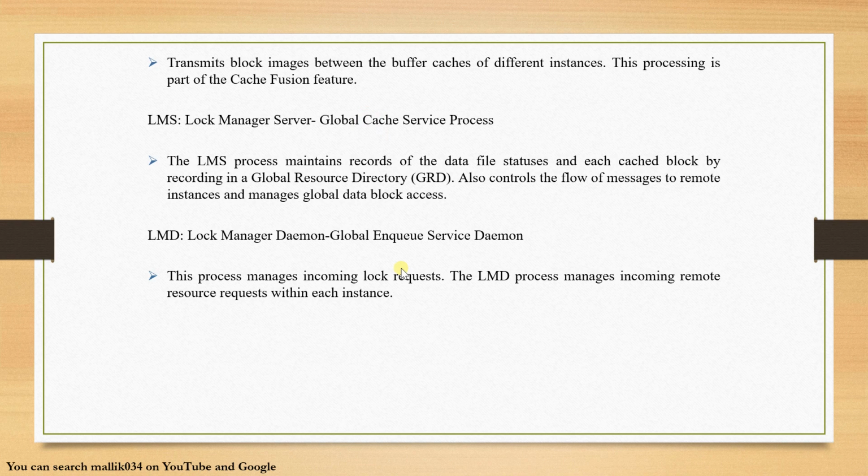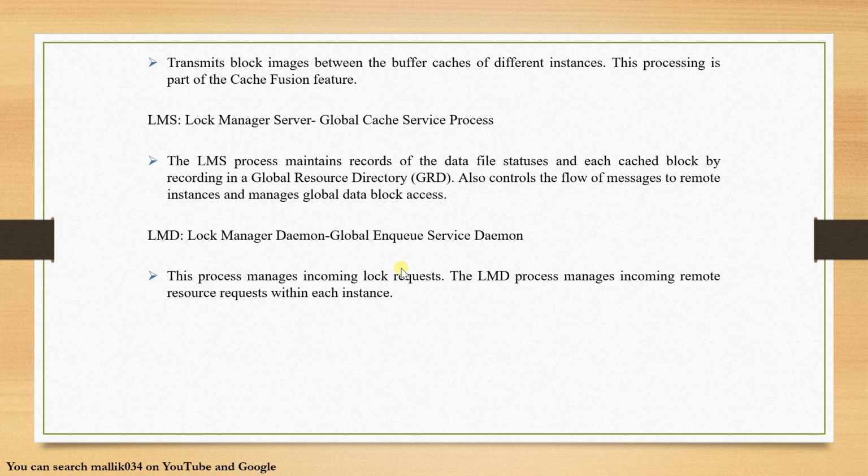Other background processes are LMS, the Lock Manager Service, and the global cache service process. What does LMS do? The LMS process maintains a record of data file status and each cached block by recording it into the GRD, the Global Resource Directory.